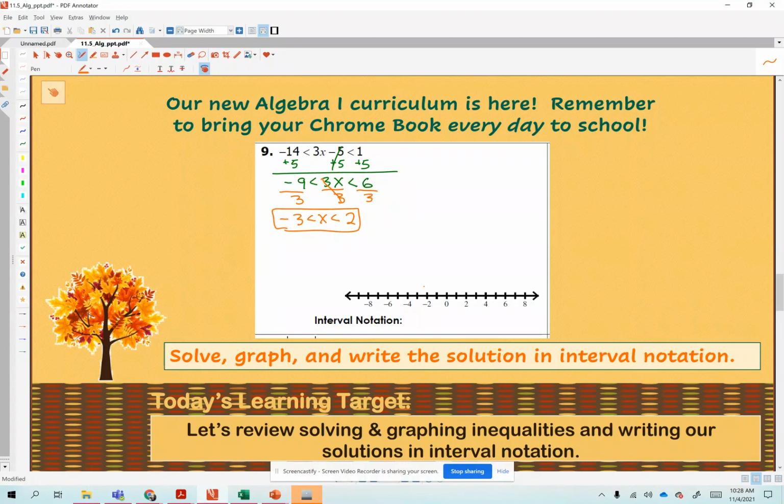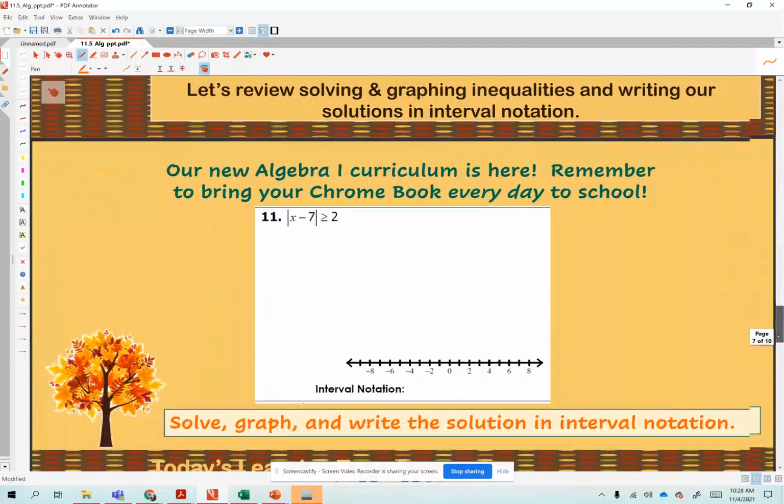So we've got open dots here on negative 3 and 2, which we will connect, and that is our solution set, which will be written with parentheses, negative 3, 2, and we are done. Let's move on to number 11.